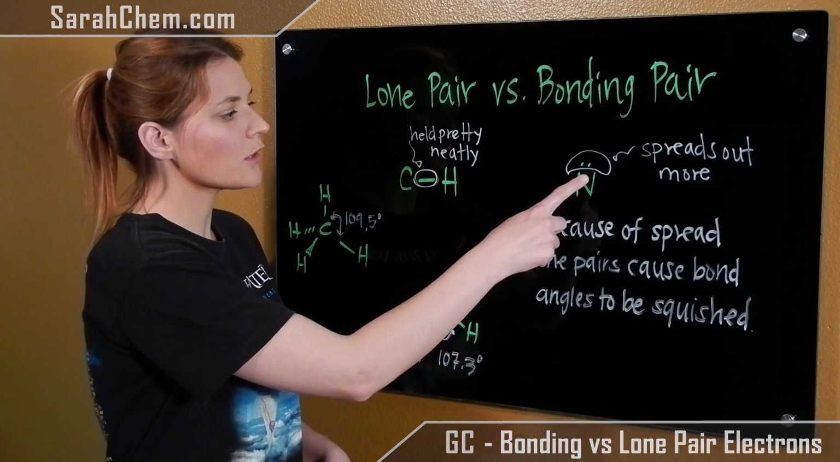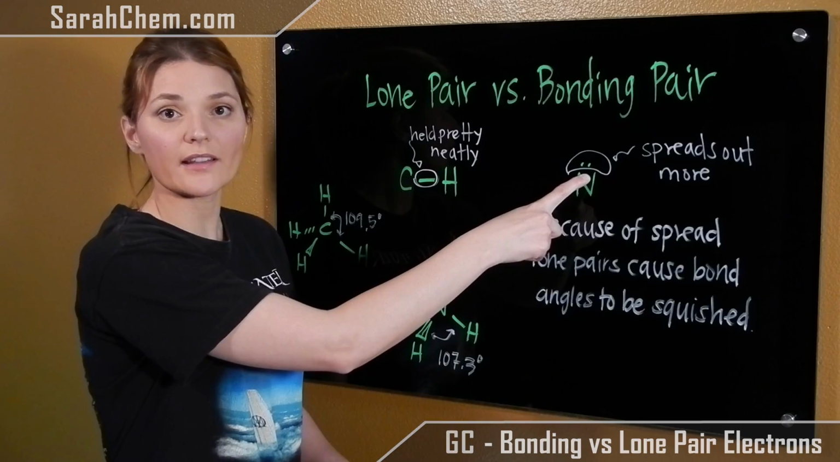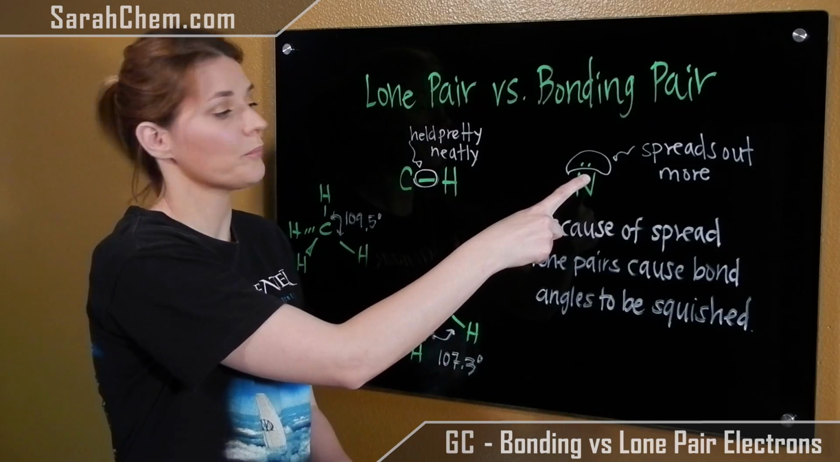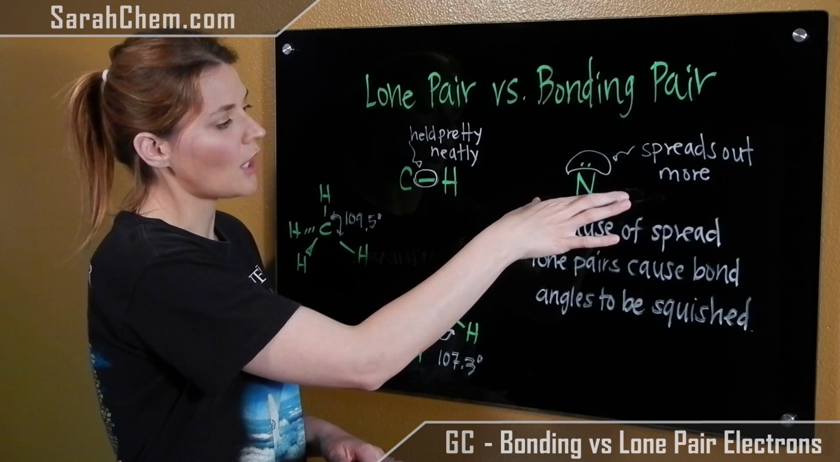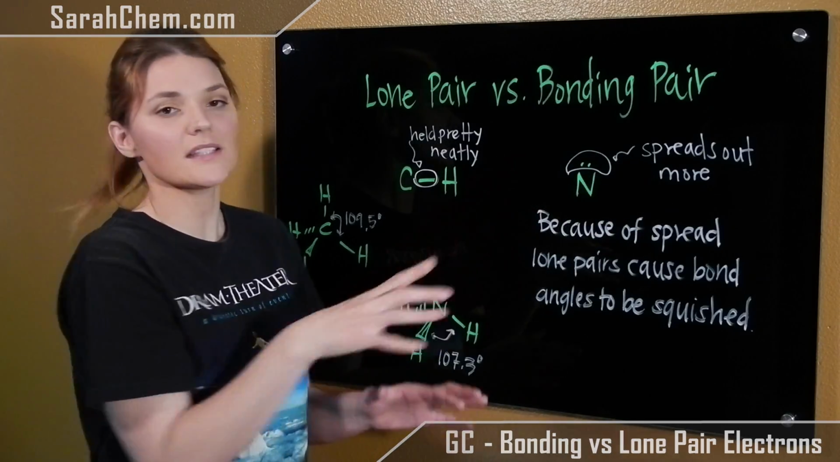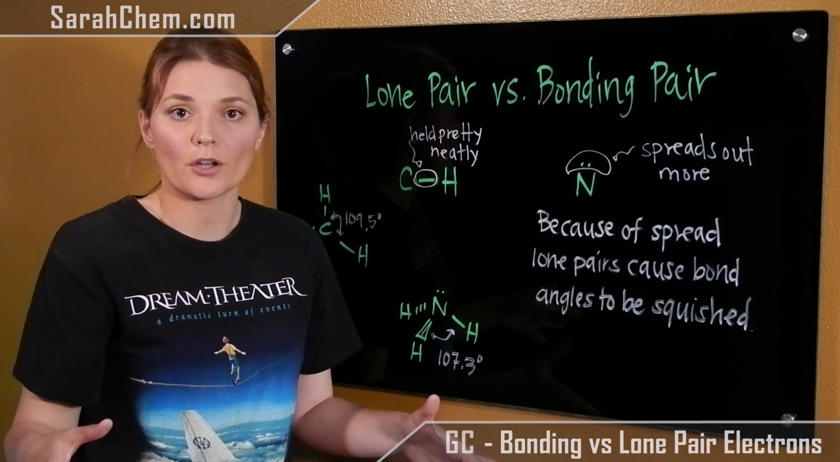On the other hand, a lone pair is a pair that is not shared between two atoms. It's just an electron pair sitting on one atom. These ones tend to spread out more and kind of create a muffin top on top of this nitrogen here. Because of this spreading out that they do, they're going to cause other bond angles to be pushed down.